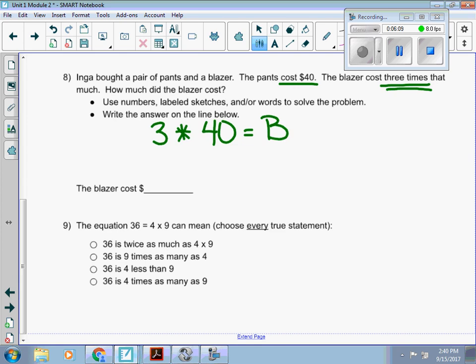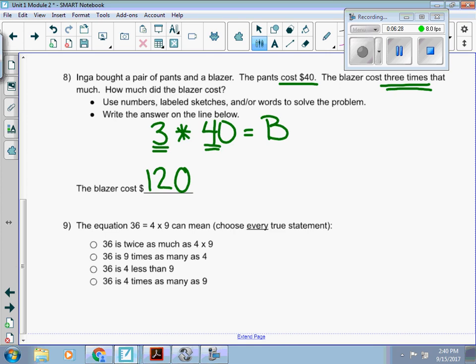And this problem is actually an extended fact. So what I'm going to do is look at my fact first. 3 times 4 is 12. And then as we learned our trick with multiplying by groups of 10, I can put that 0 right back in on the end. So the blazer cost $120.